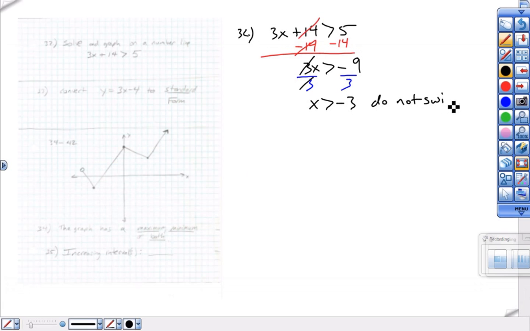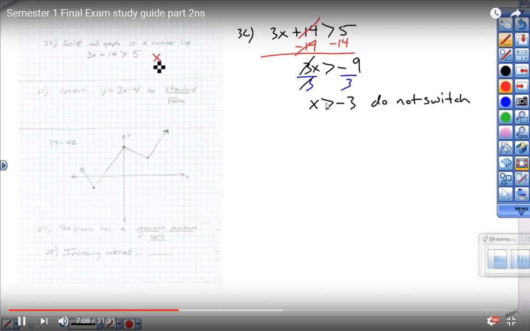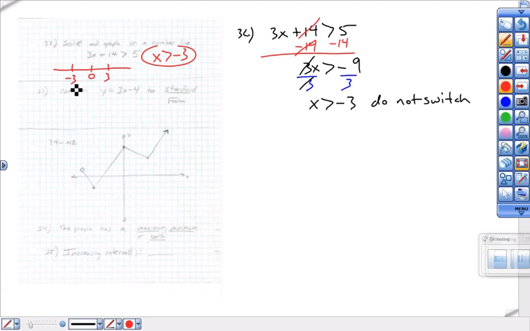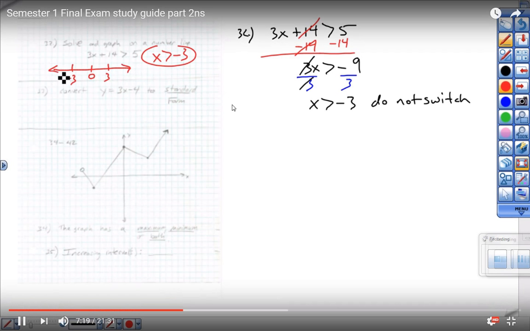So on my number line, I will do an open circle because of that inequality being just plain old more than, and it will be shaded off to the right because more than is always in the increasing direction to the right. So negative 3 open circle, shaded arrow to the right, more than.